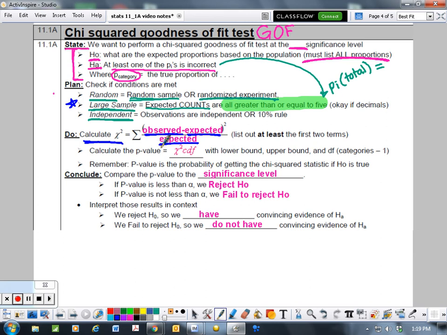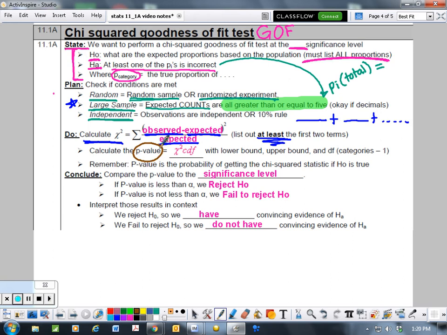You have to list out at least the first two terms. So if you have 20 different categories, we're not expecting you to write out all 20. But we do expect you to write out at least 2. So you can write this plus so on and so forth. And then tell us what the value is. Because we know you have a calculator, we need to make sure that you know how to set it up correctly. Once you have that chi-squared statistic, then we go to calculating our p-value.